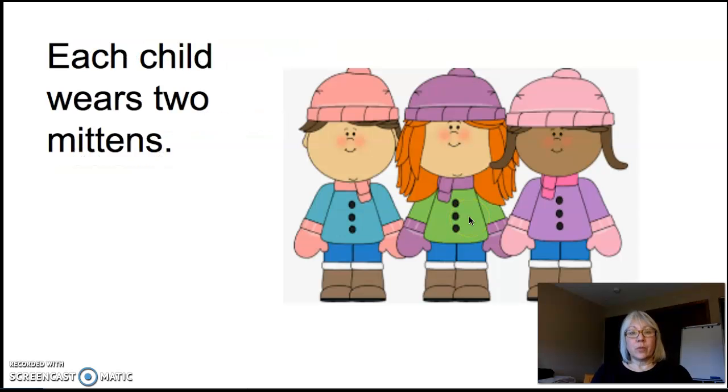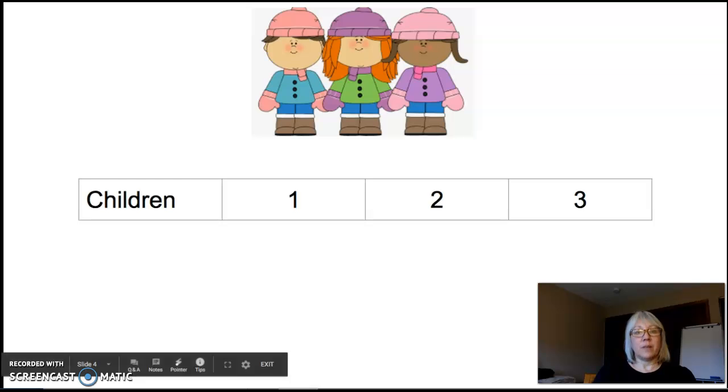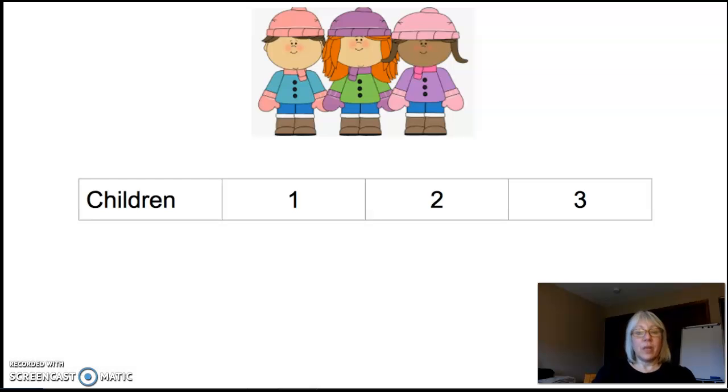So consider this story. Each child wears 2 mittens. Consider that we might need to find out how many mittens 3 children would have. We can use a table to help us solve that using the input-output rule. So if we have 3 children, we would make a table that has 1 child, 2 children, 3 children. And we can draw a picture to help us. That can sometimes help us too.